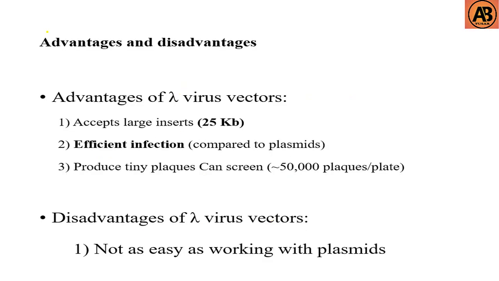Then what are the advantages and disadvantages of phage lambda? Advantages: it accepts large inserts, approximately 25 kb, and infection is efficient compared to plasmids. They produce tiny plaques, and tiny plaques can be screened. The disadvantage is that it is not as easy to work with as plasmids.